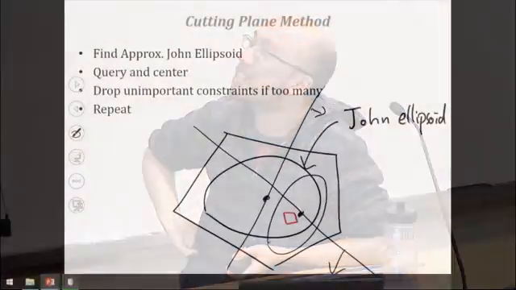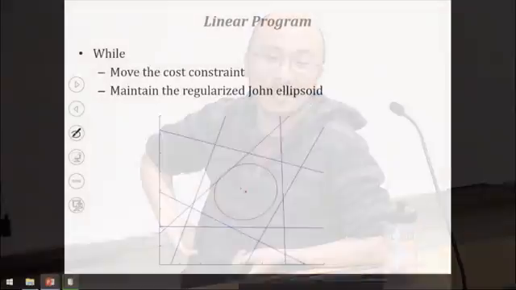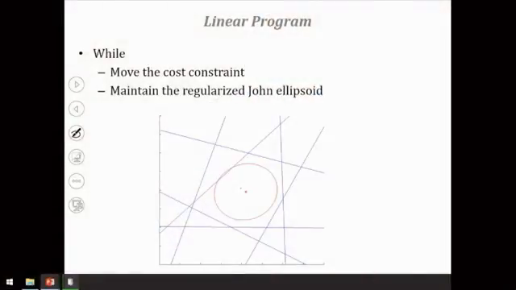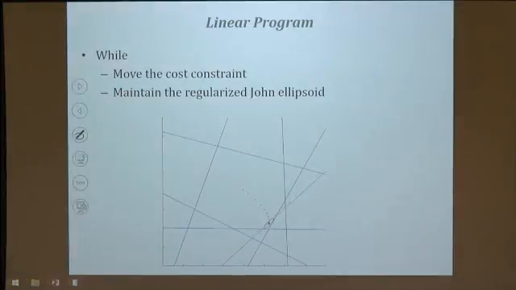And the funny thing is, it is super close to the fastest algorithm for linear programming. The current fastest algorithm is like this. Each time you move the cost constraint, and then you find the John ellipsoid for that region, and then you try to maintain the center of that John ellipsoid and keep pushing the cost and keep maintaining the John ellipsoid. So it's almost the same.